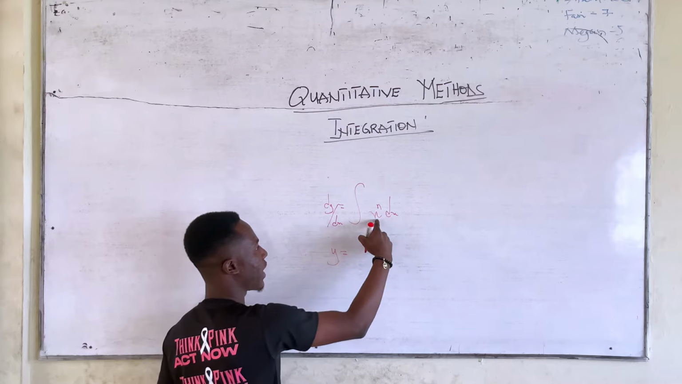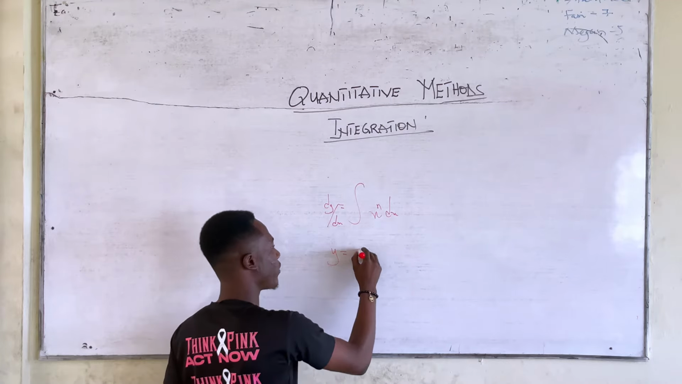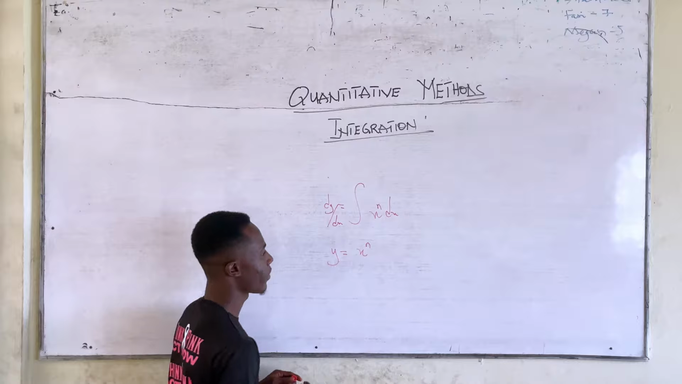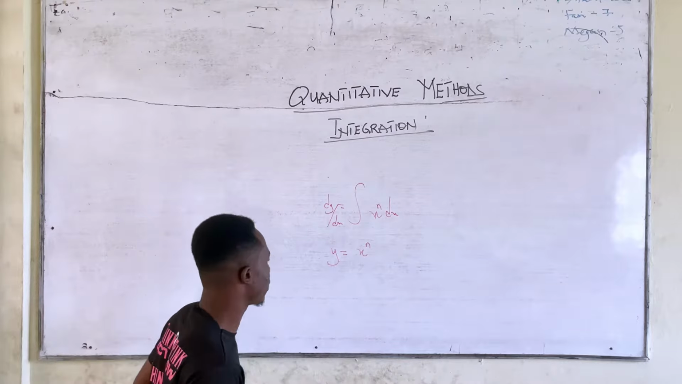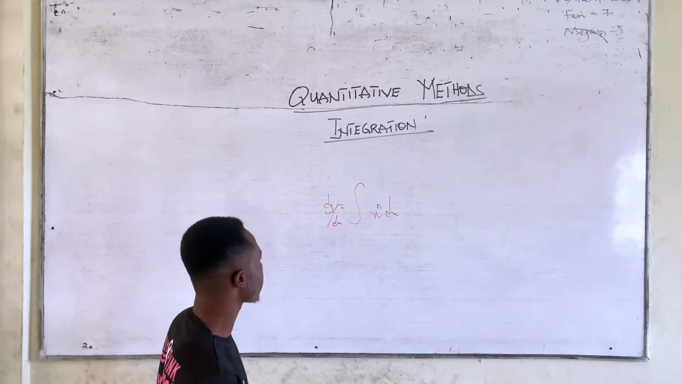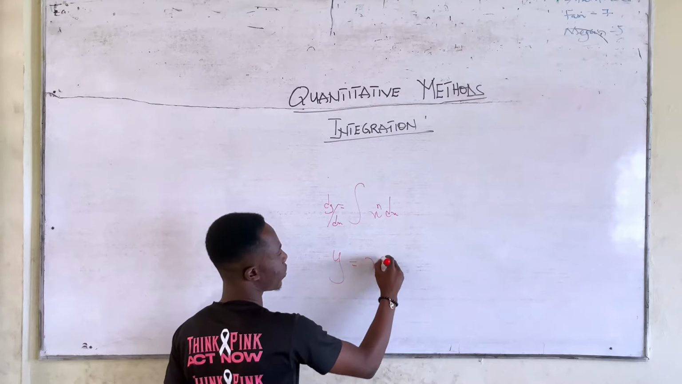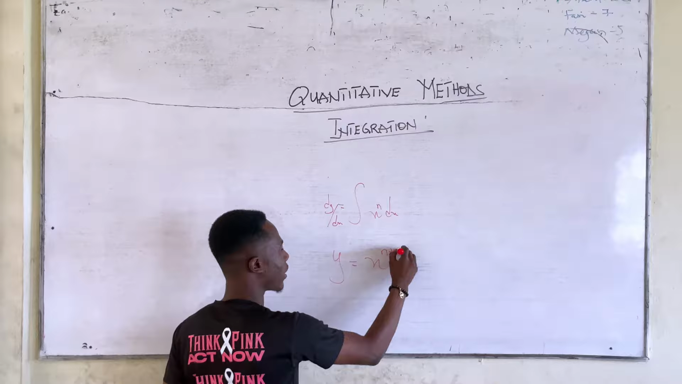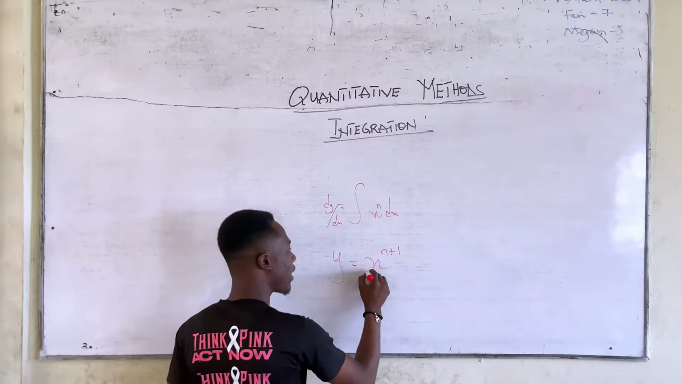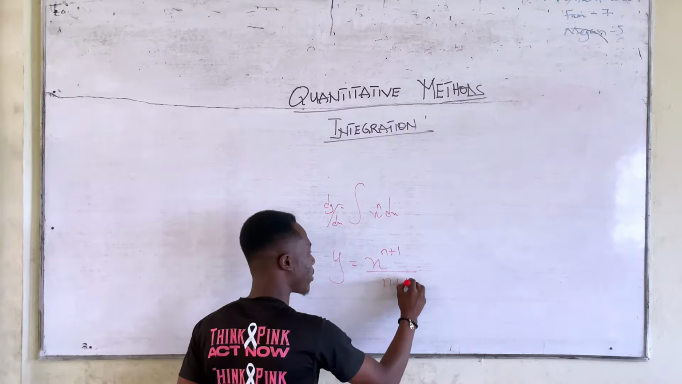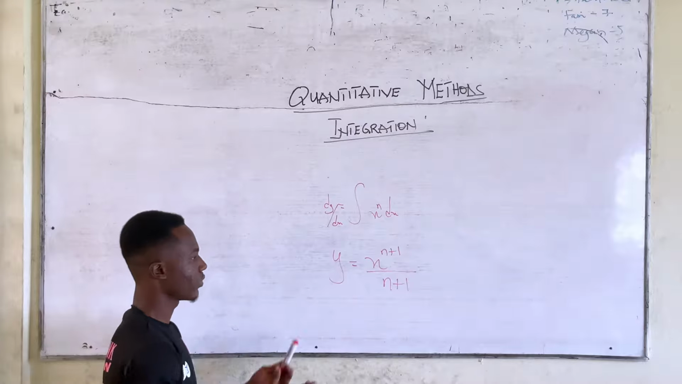So now you have x exponent n. Let me write it big. Now you have y equals x exponent n plus 1. Then you divide everything here by the exponent, which is n plus 1. You are done.